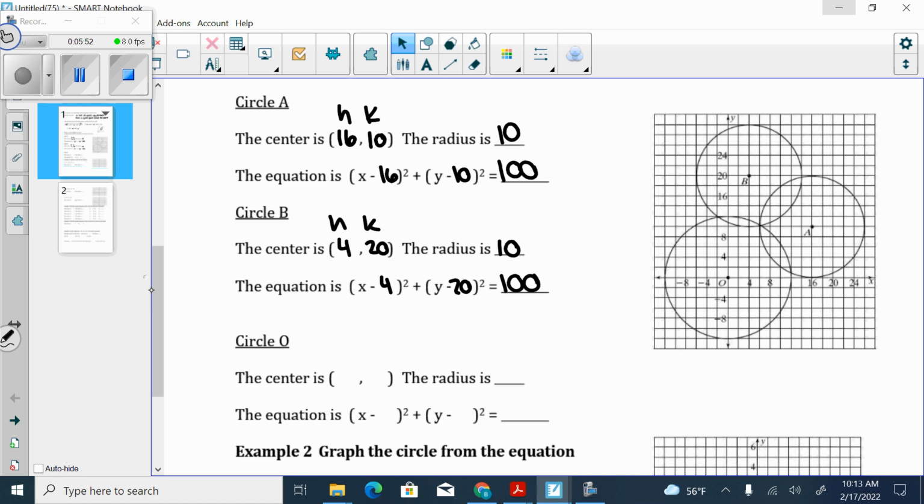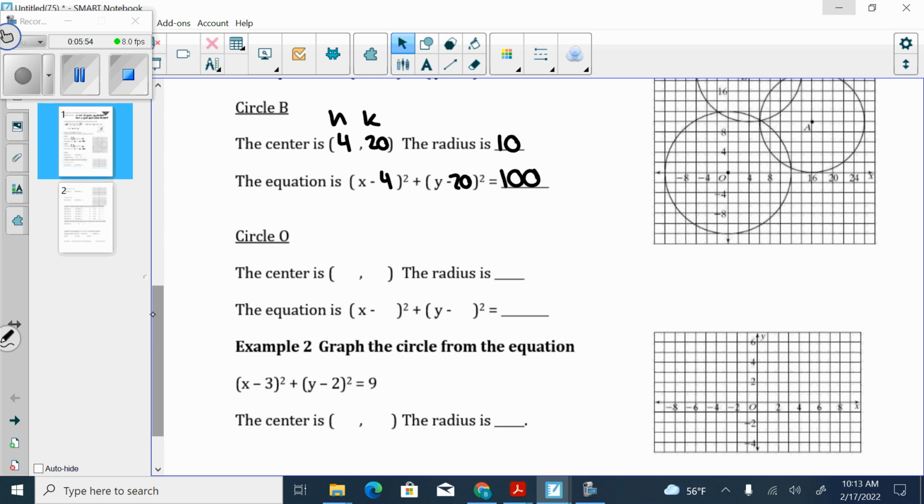All right, one more for circle O, that third circle. Where is the center at for circle O? 0, 0, good. Okay, and what's the radius of circle O? Good. Okay, so if I substitute these in for h and k, I'm going to have x minus 0 and y minus 0 equals, right.